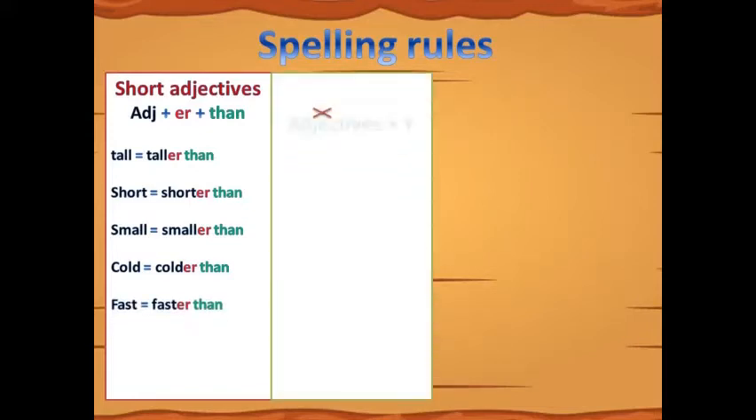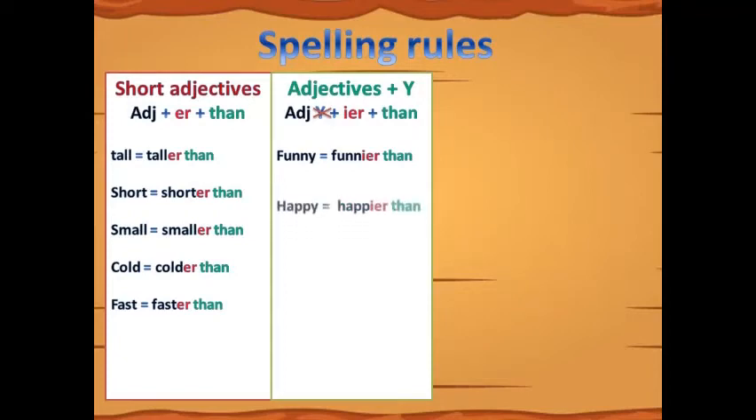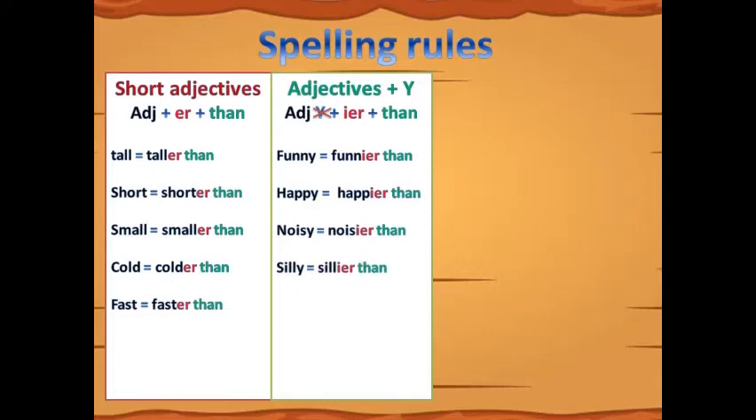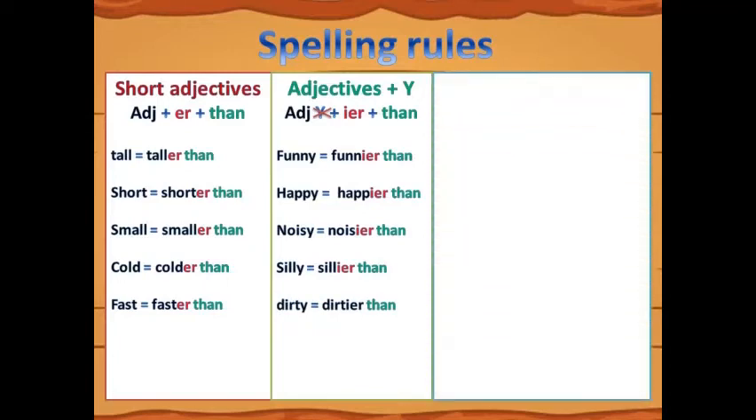Fast, faster than. If we have an adjective that ends with y, like funny, happy, noisy, then we take the adjective, we remove the y, and we add ier plus than. For example, funny, funnier than. Happy, happier than. Noisy, noisier than. Silly, sillier than. And dirty is dirtier than.